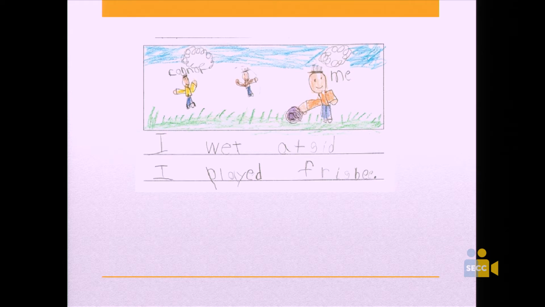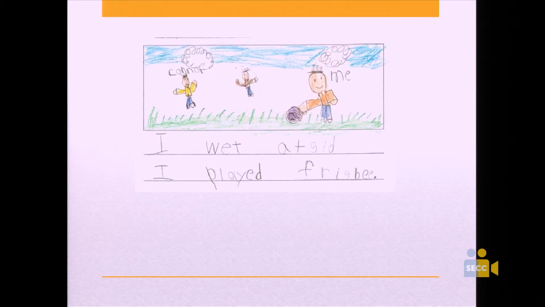And what does that say? "Me," good. And this looks like it's his friend Connor, because he wrote Connor right there. Without reading this part, what do you think they're doing? It looks like they're playing with a ball or some kind of sport. Let's go ahead and try to read this.